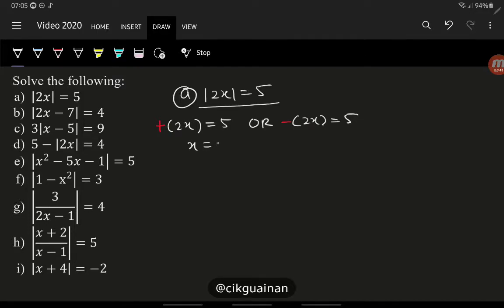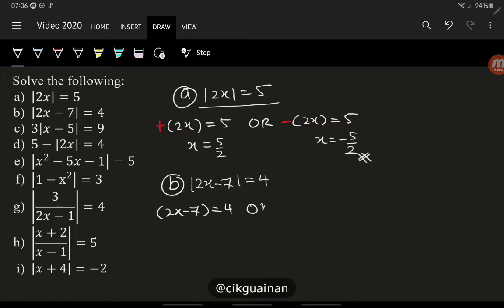On the left hand side, x is 5 over 2. On the right hand side, x is minus 5 over 2. So this is how we solve it. Now let's move on to B. B is modulus 2x minus 7 equals 4. We use the same technique. Bracket 2x minus 7 equals 4, or minus 2x minus 7 equals 4.